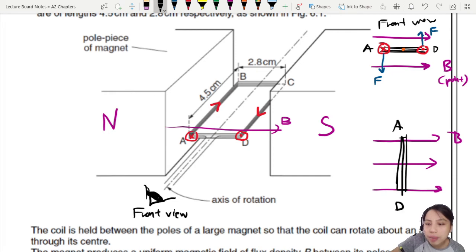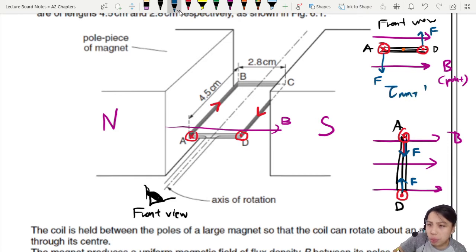At A, into the page, at D, out of the page, for example, where will the force be acting? Down? That's so weird. How about the one down there? Out of the page, up. How are you going to have torque like this? It's not going to work, eh? So you can see how there's no maximum torque here. I mean, there's not going to be any torque at all.